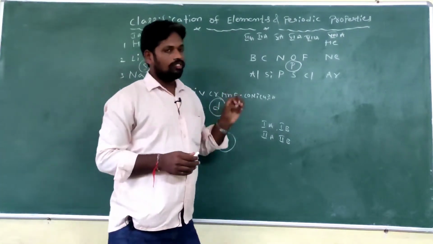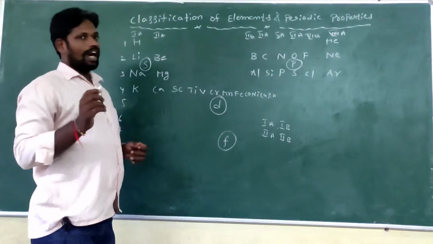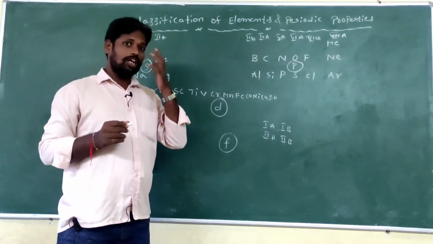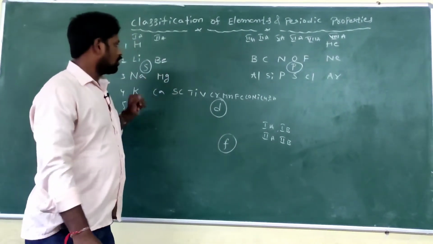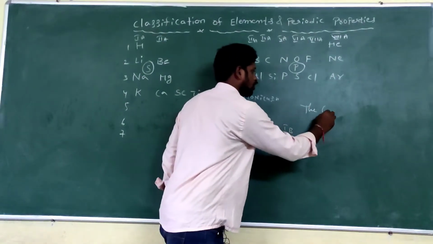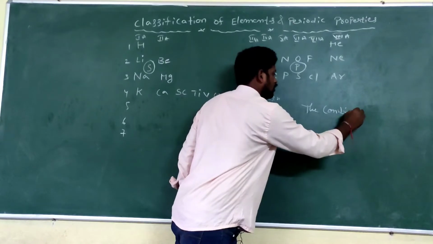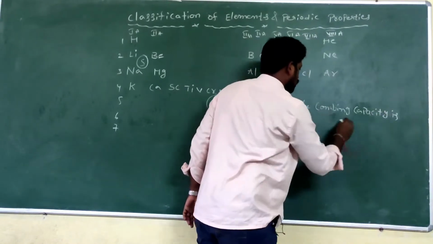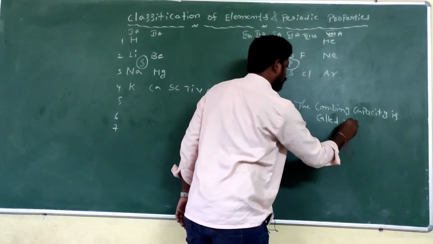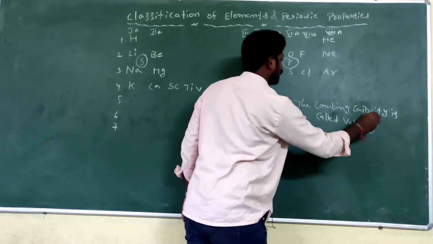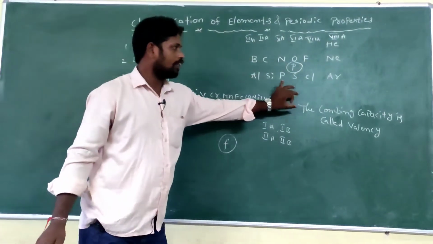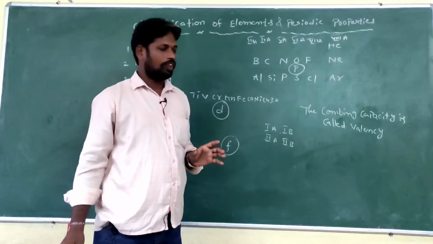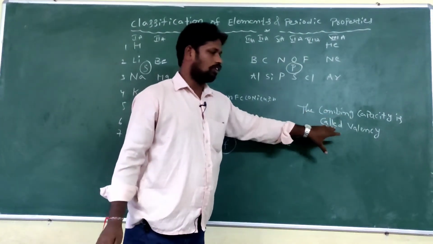Valency also you will find out. What is the definition of valency? The combining capacity of an element is called valency. The combining capacity means how many electrons an element accommodates. That is called the combining capacity of an element, valency.